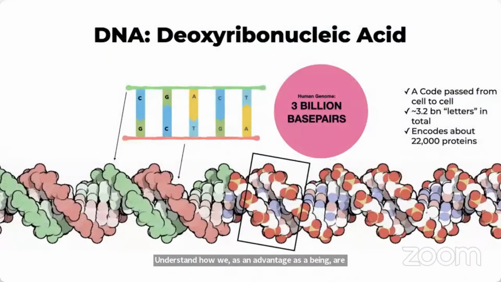So when we talk about genomics, the first thing that comes to our mind is genes or codes. These codes or genes are the ones that are passed from cell to cell, and we have approximately 3.2 billion letters in total, and these encode around 22,000 proteins. And these genes are made up of a biochemical entity called DNA, which is short for deoxyribonucleic acid.